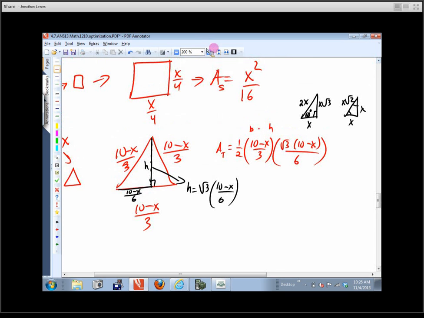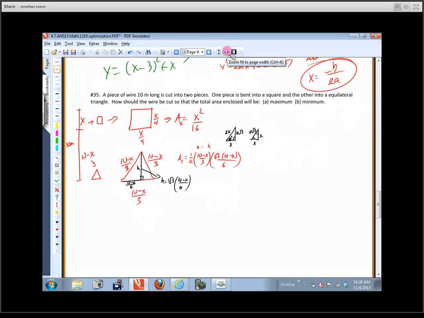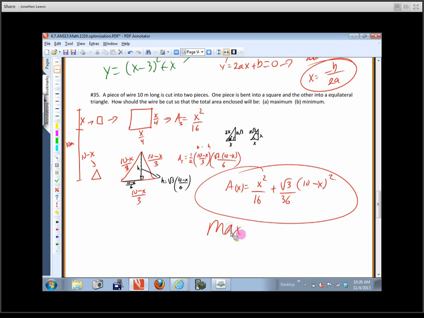Okay. So I've got the square right here, and I've got the triangle right here. And what I want is a formula that figures out the total area, the sum of those areas. So the area as a function of x is going to be the square, x squared over 16, plus, let's see what we've got here. I've got a radical 3 on the top, and a 36 on the bottom. And then, let's be smart about this, 10 minus x, quantity squared. And you just want to find the maximum and minimum of that.